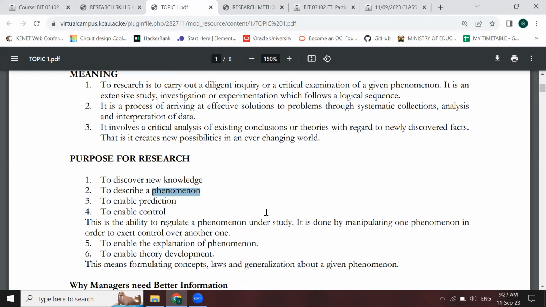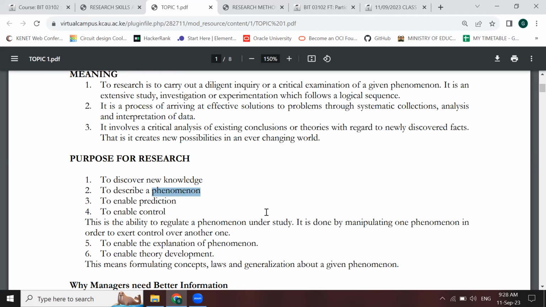Maybe one of you here, you are interested in security, cyber security. Another student is interested in IoT. Another student is interested in artificial intelligence. So we have different areas of interest. So the phenomenon will not be the same. Here, it can focus on a program, a project, a policy, or even an institution or an organization.